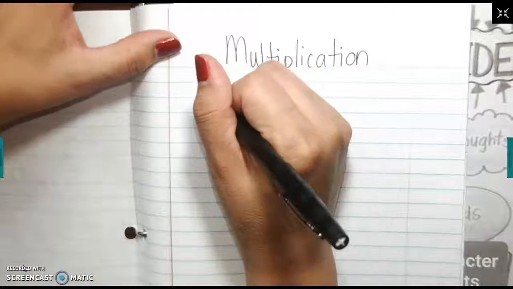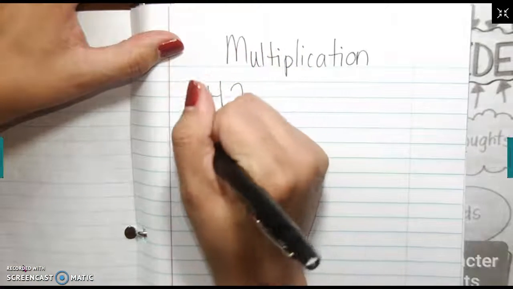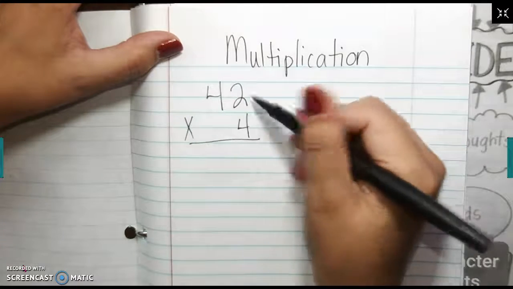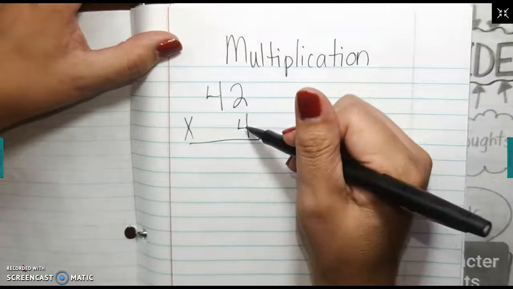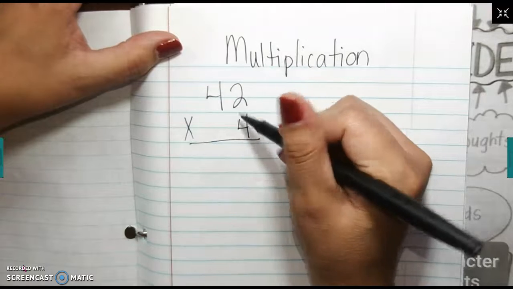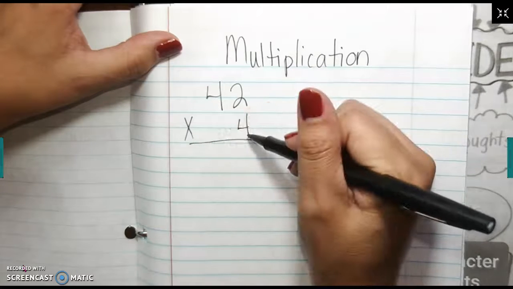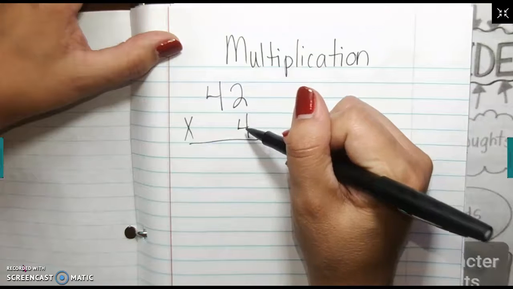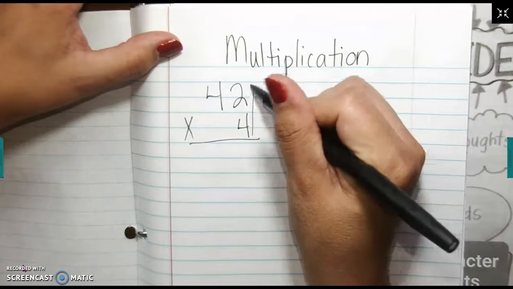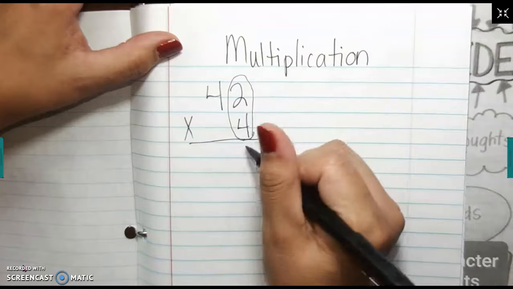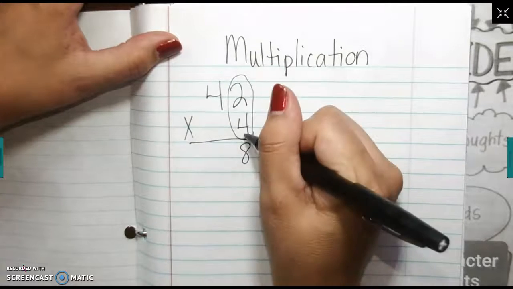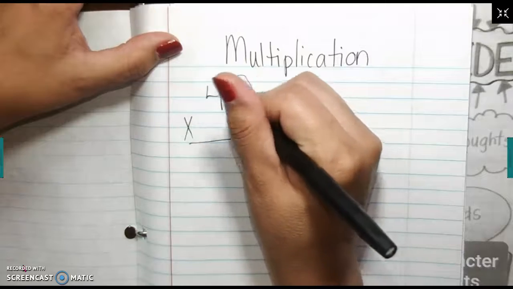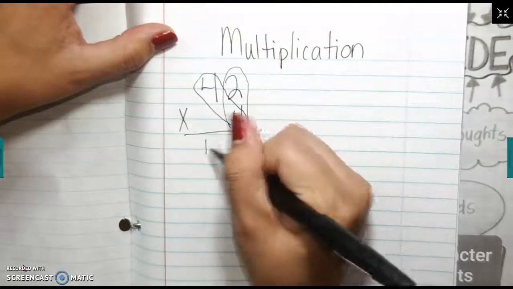Okay, so today we'll be learning multiplication 2 by 1s. And so this would be the standard algorithm. And what you would do is you would get 42 and multiply it times 4. And the first rule is you go from the bottom up. 4 times 2 is 8. Okay. And then 4 times 4, now you go diagonal, and you would say it is 16.